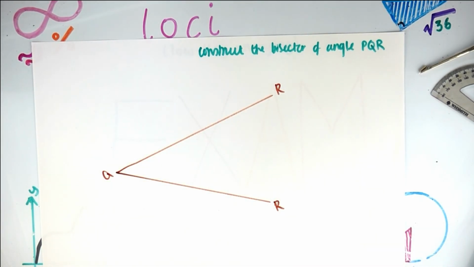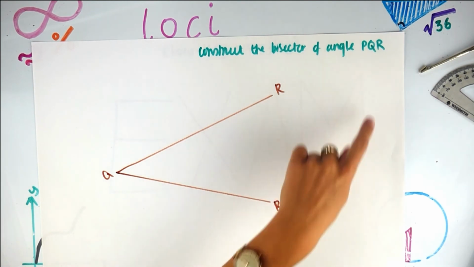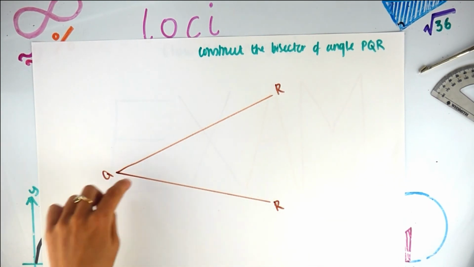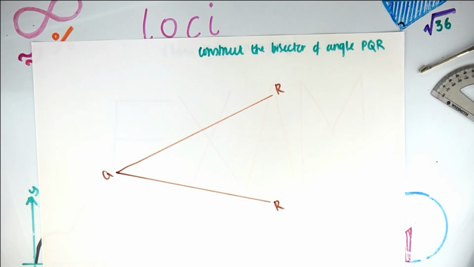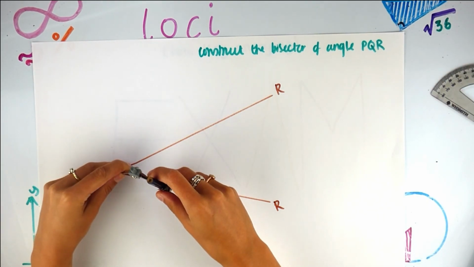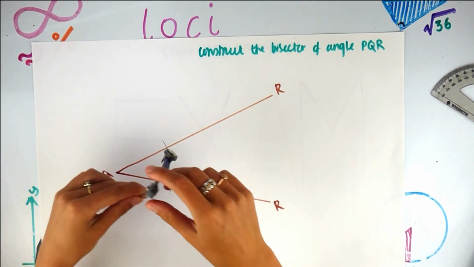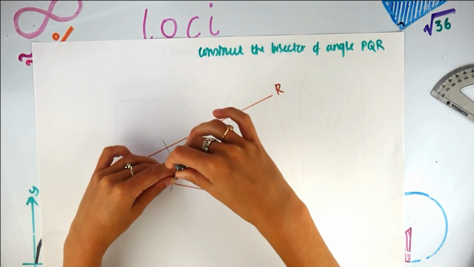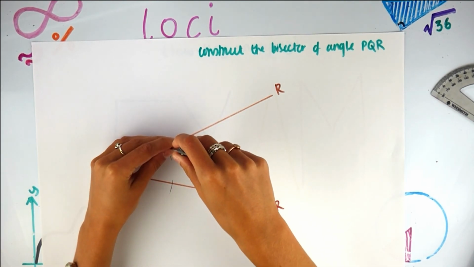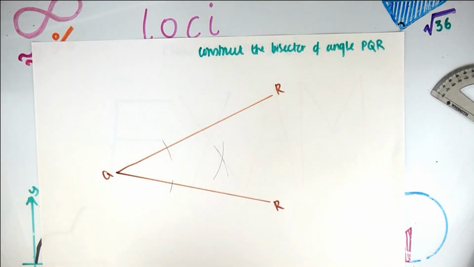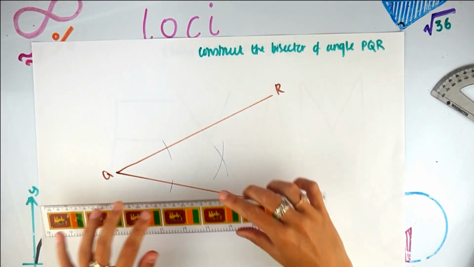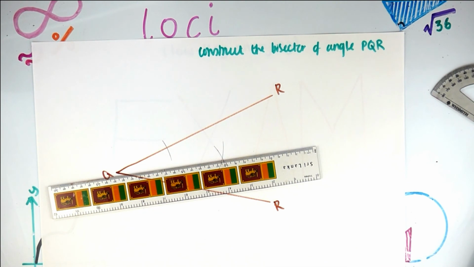Okay, so this is the next question, and it says construct the bisector of angle PQR. So we're splitting this in 2. The way we did that was the example that was equidistant from 2 lines. So if you go back and watch that, the way you do that is you do a little dash here, little dash there. Without changing the width of your compass, you move on to the dash and do another dash. Do the same for that line. And then where they cross, you draw a line through that, and then that is exactly splitting it in half.